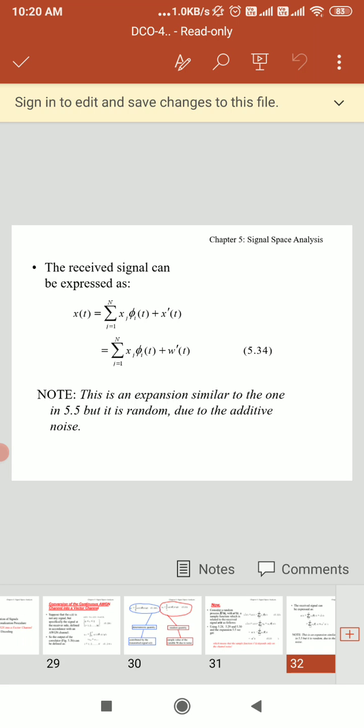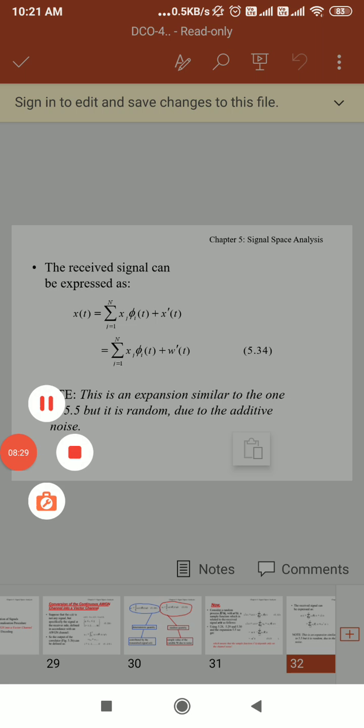So if we are solving this, after simplification we get the equation summation j equal to 1 to n xj phi j of t plus x'(t). We are getting that will depend only on the channel noise. So we can write x'(t) instead as w'(t). So we can say this is the expansion similar to what we get in equation 5.5, but it is random due to additive noise. Now we will see equation 5.5.